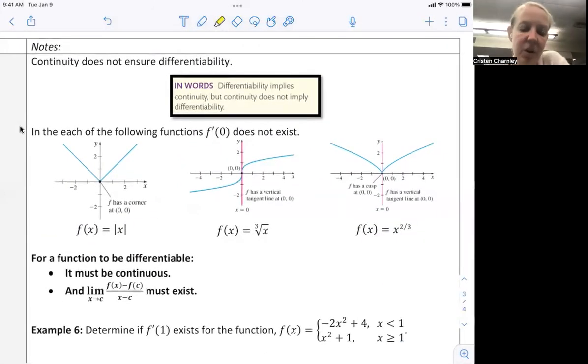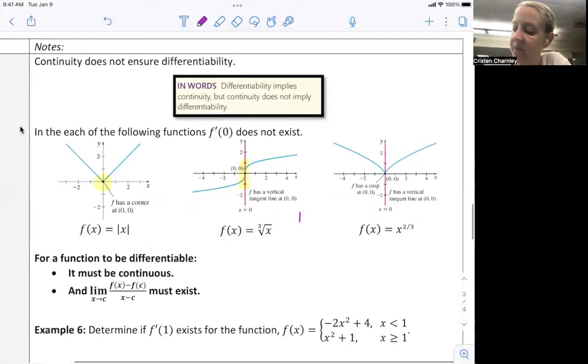Just because something's continuous does not mean that you can find the derivative of it. For each of the following functions, f prime of 0 does not exist. Your absolute value, this is where it fails to have a derivative, is right there at the vertex. The next picture, we have a vertical asymptote. It fails to have a derivative with a vertical slope because remember, rise over run, if we have a number over 0, it's undefined, so that's not going to work. And then finally, x to the 2/3. This is called a cusp. When you have those two curves like that, we don't have a derivative at a cusp.